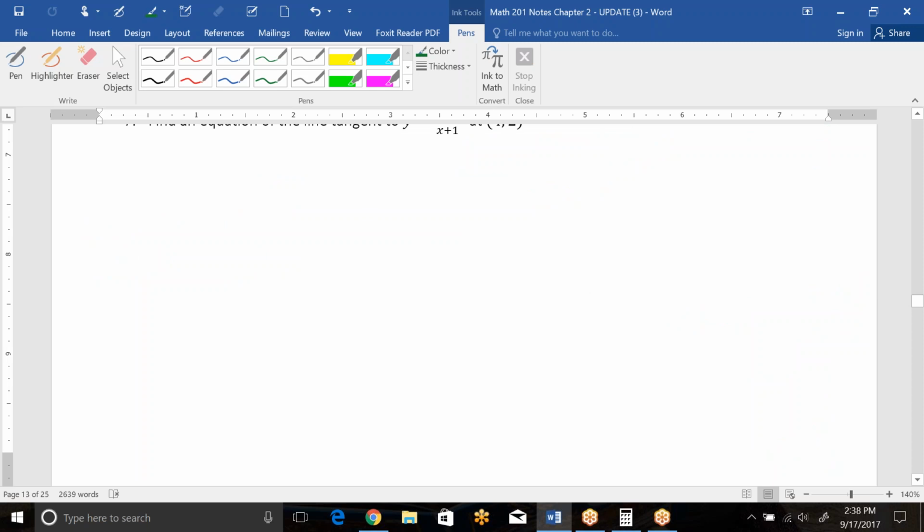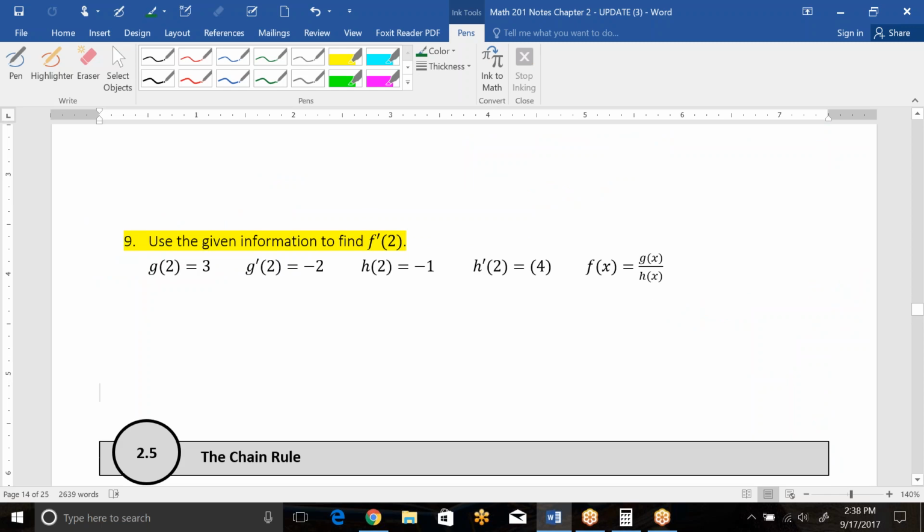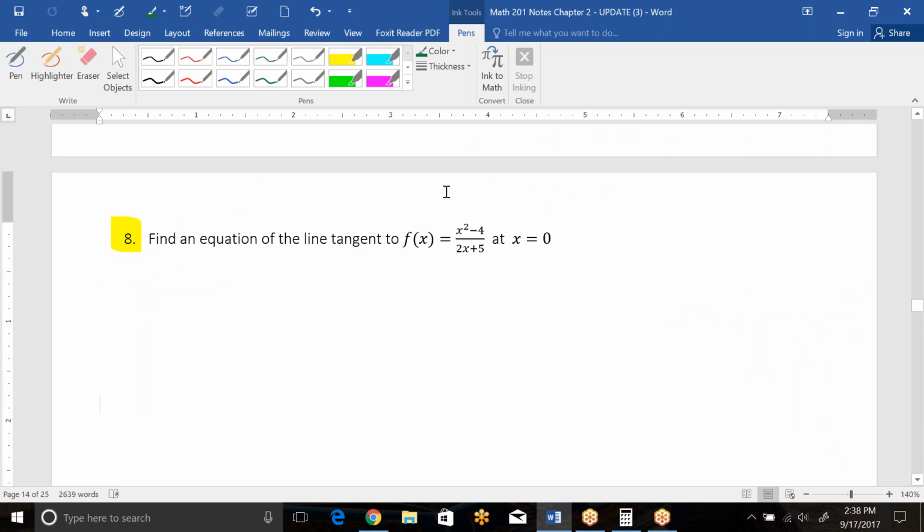Okay, so we did number 7, I believe, in class, which was finding the equation of the tangent line. So let's look at number 8, which is also finding another equation of a tangent line.